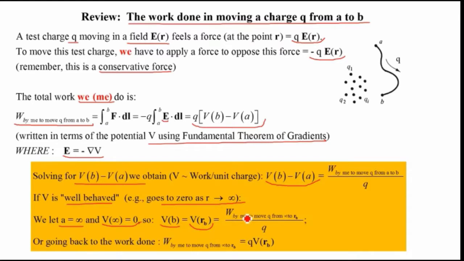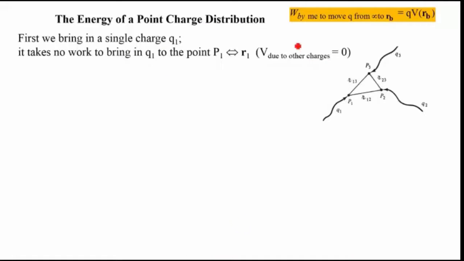And so that'll be W, the work done that we do from pushing the charge from infinity to R sub B, divided by Q. So then we want this quantity again, so we just multiply by Q. We end up with the work done is equal to Q times the potential at the point where we stop pushing. Well, that's an important equation, so I put it up here just to remind us.